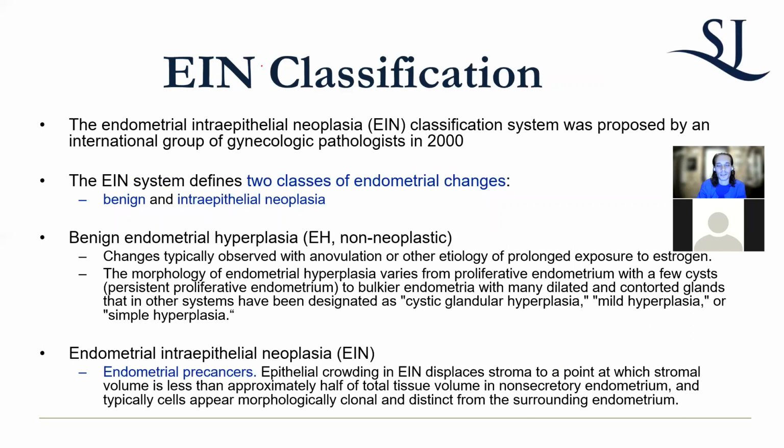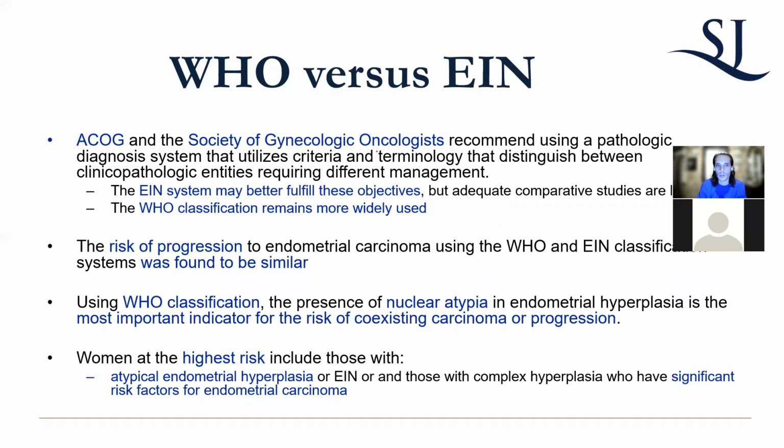The endometrial intraepithelial neoplasia classification is a different system that you may hear, and it's a little bit easier in that it's either benign or it's intraepithelial neoplasia, kind of like with cervical cancer screening, like cervical intraepithelial neoplasia, but this is just either it's benign or it's not, okay? It's either an endometrial precancer or it's not. And ACOG says you can use either, even though the World Health Organization remains more widely used.